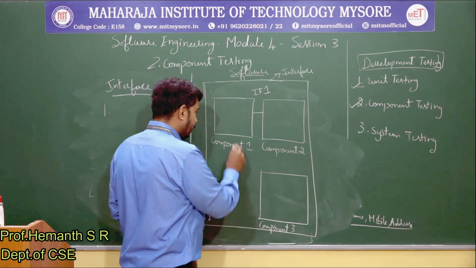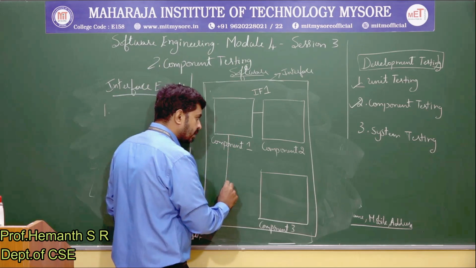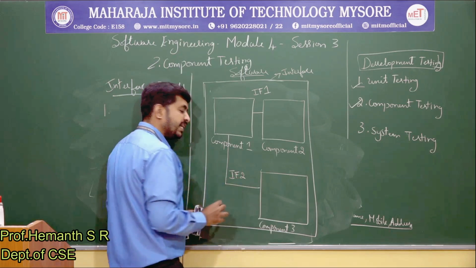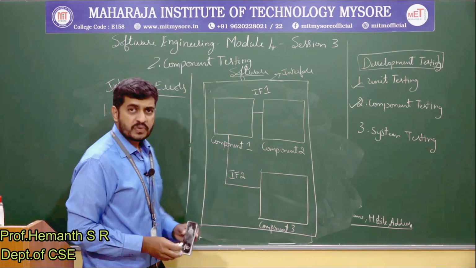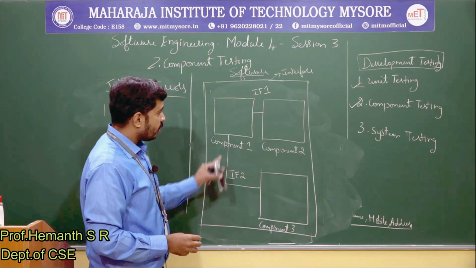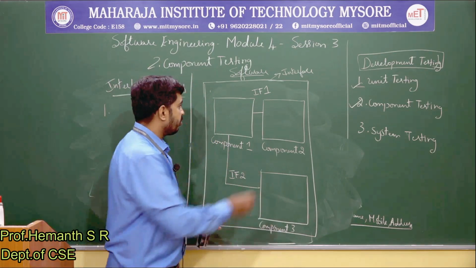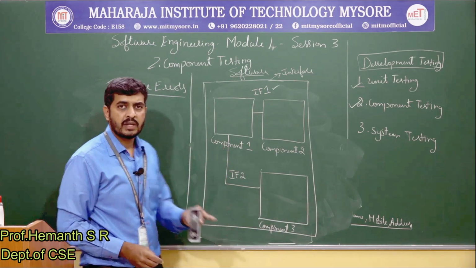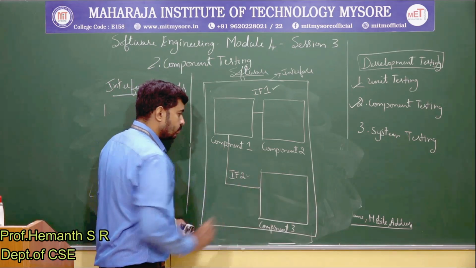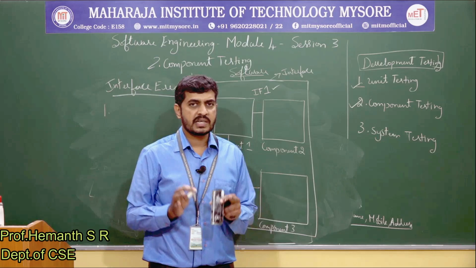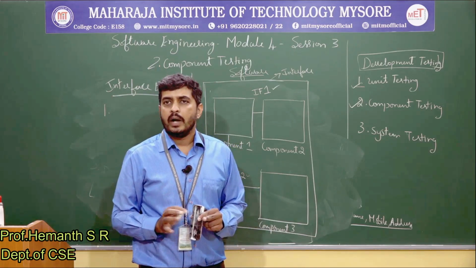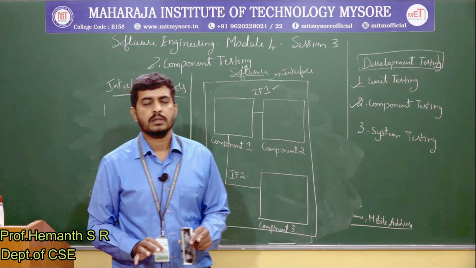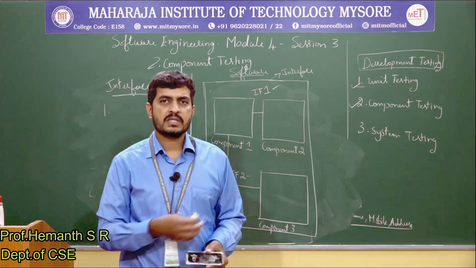We'll also assume that between component 1 and component 3, there is one more interface. We will call it IF2, that is interface 2. So it goes without saying that if component 1 wants to talk with component 2, it should use interface 1. If component 1 wants to talk with component 3, it should use interface 2. This is the design that has been planned. And if everything goes as per the plan, there are no issues, no errors, no bugs.